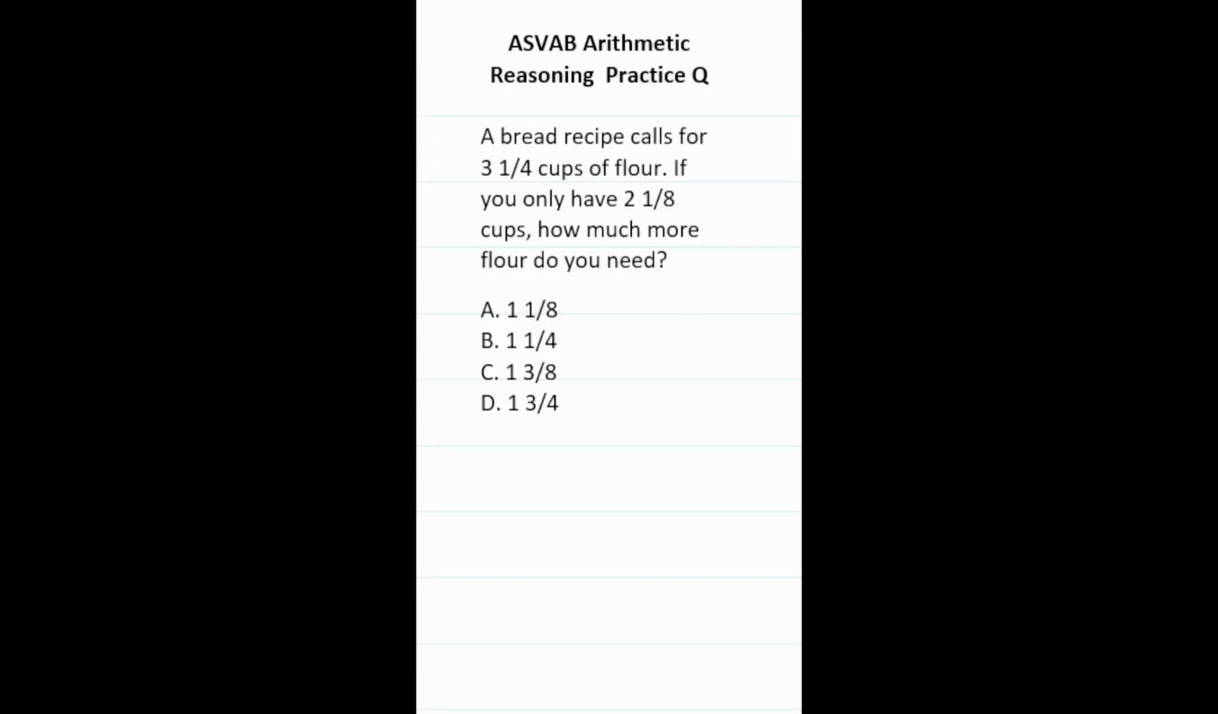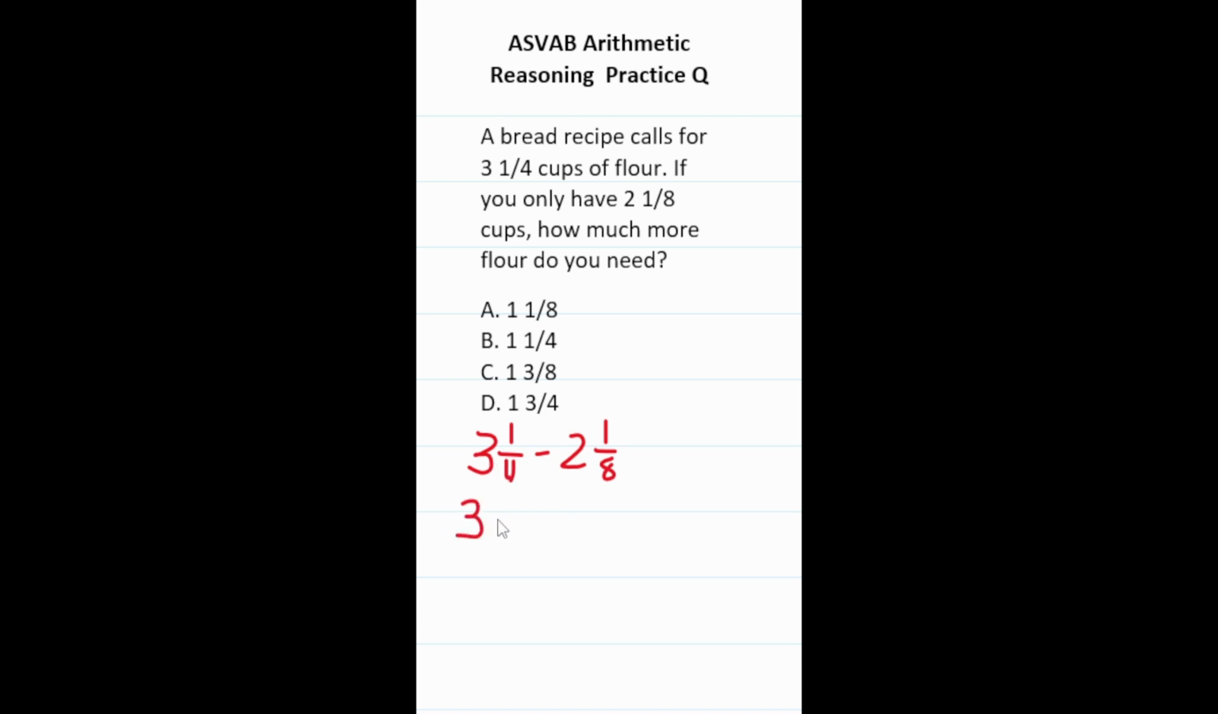This arithmetic reasoning practice test question for the ASVAB and PiCAT says a bread recipe calls for 3 1/4 cups of flour. If you only have 2 1/8 cups, how much more flour do you need? So to figure that out, we have to do 3 1/4 minus 2 1/8. Of course, you could convert these both to improper fractions, perform the subtraction, and then convert them back to mixed numbers. Honestly, that's too much work.